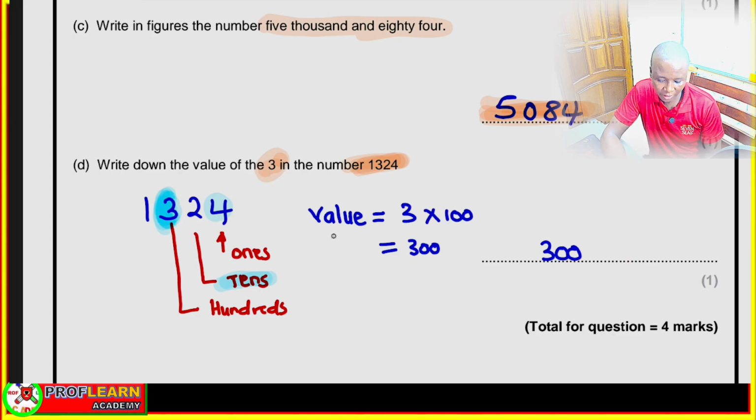So meaning that for us to find the value of, you take that digit times the place value of that digit that you are being told.